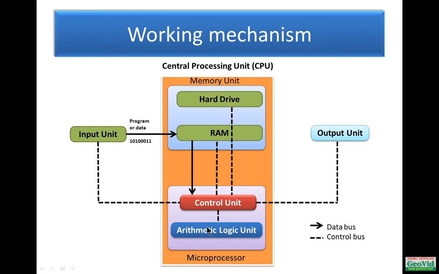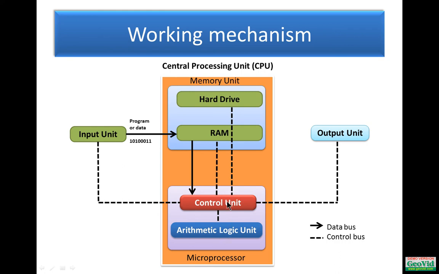The arithmetic and logic unit is that section of the CPU which is responsible for doing the different operations like addition, subtraction, multiplication, division, exponentiation, and many more, and the logic operations like comparisons: greater than, less than, equal to, greater than or equal to. That kind of comparison is done by the arithmetic and logic unit, as it falls under logical operations.